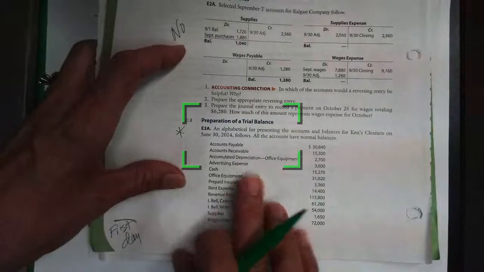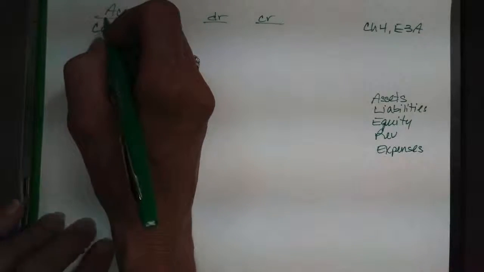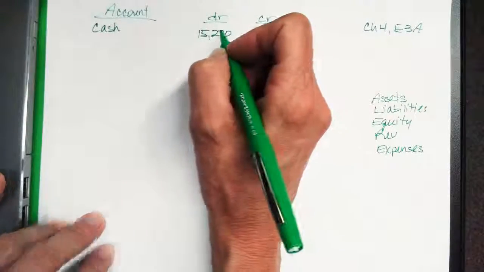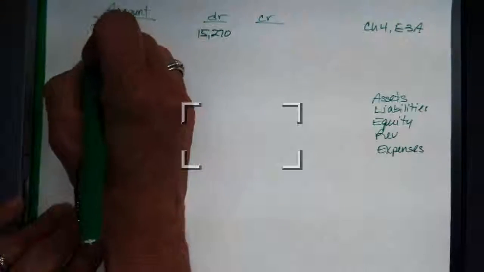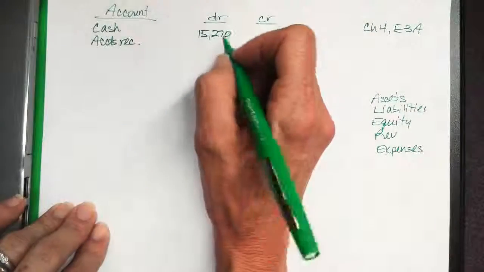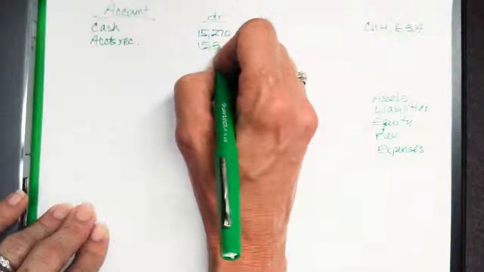So I'm looking through this list. Okay, cash. We always start with cash. It is our most liquid asset. Okay, so I'm going to start with cash, 15,270. Okay, the next thing I see is accounts receivable. Another very liquid asset because we will collect it pretty soon, hopefully.